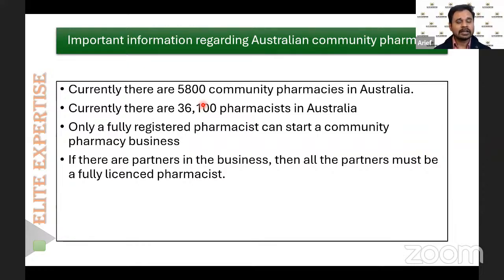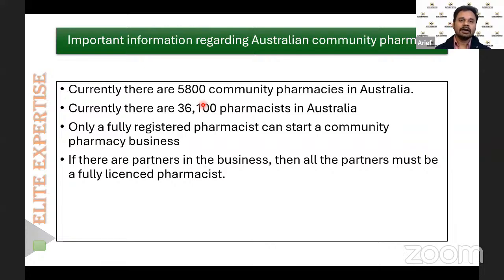Let me give a few examples. If a doctor who has a clinic in Australia wants to start an attached pharmacy within the clinic, the doctor can't start that pharmacy. He must have a registered pharmacist, because in Australia only registered pharmacists are eligible to start the pharmacy business. This is a very good opportunity. They allow only licensed pharmacists to run the pharmacy. No other third party, no other person can enter the pharmacy business. Only a fully licensed registered pharmacist in Australia can start the pharmacy business.